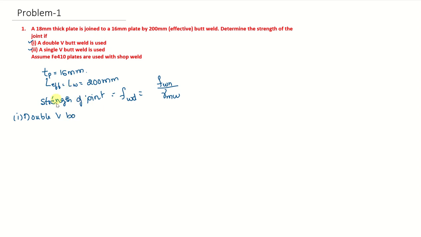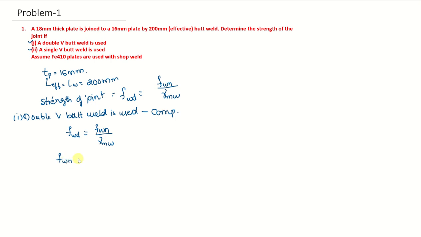Whether it is double V or double U, it is a complete penetration. So in such cases, let us try to find out the design strength. Let me write it again. FWD is equal to FWN by gamma MW. So let us try to find out everything.